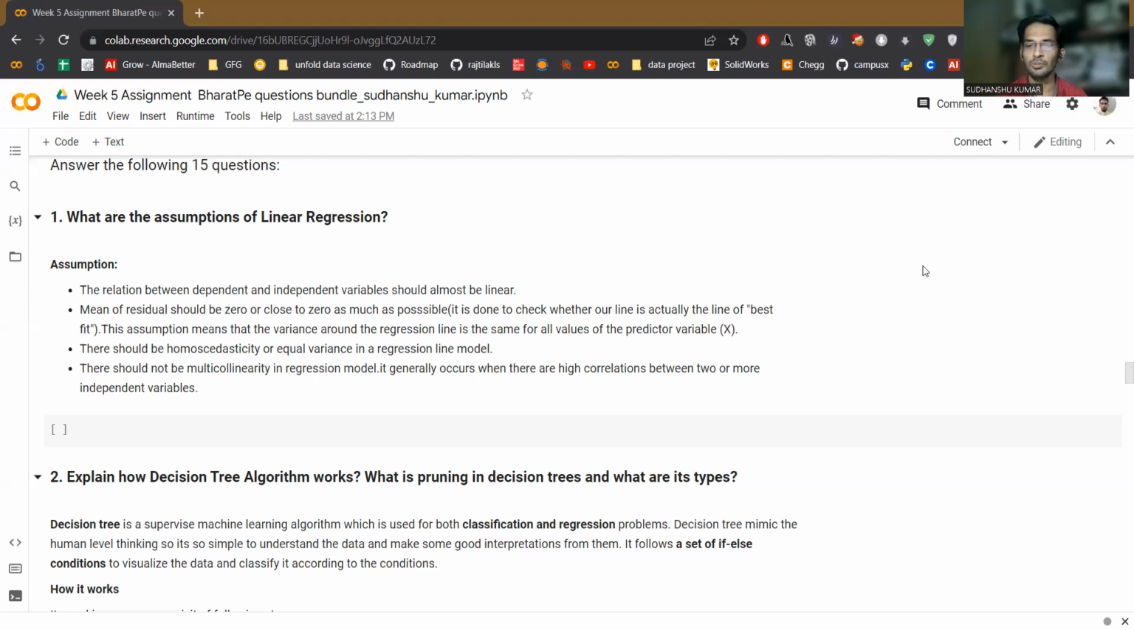The next is equal variance along the regression line. That is, it should be homoscedasticity, and there should not be multicollinearity in the data, because if two features are highly correlated, then there will be a chance of overfitting.